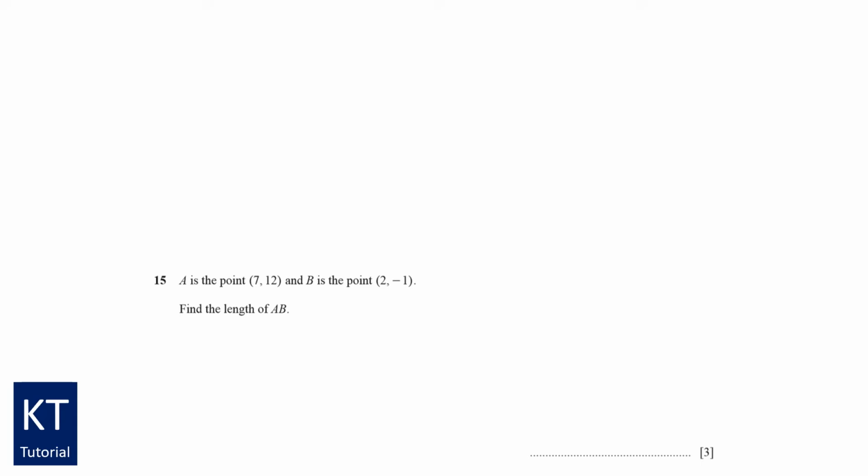Question 15. A is the point (7, 12) and B is the point (2, -1). Find the length of AB. The two coordinates tell you the vertical and the horizontal distances between the 2 points. To identify the diagonal length, use the Pythagoras formula.